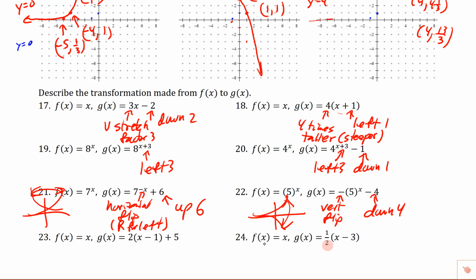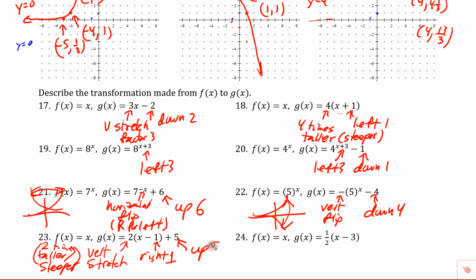And then let's take a look. Oh, it looks like we're back to linear functions right here. So let's see what happened. This is going to be a vertical stretch. Twice as tall. And I'll put that over here. 2 times taller, steeper. And this is going to move it, think for just a second, we're changing the x, so that's going to move it to the right 1. And that +5 is going to move it up 5. Make that look like a 5.